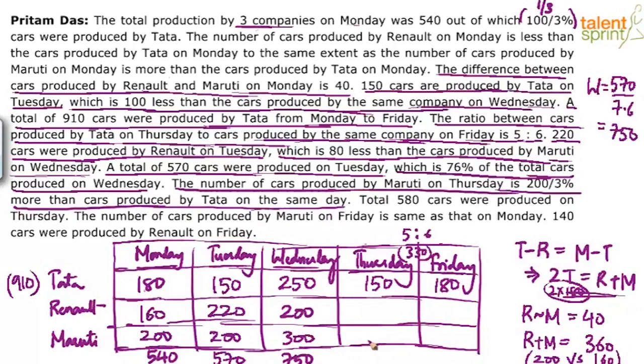So Maruti on Thursday, this is 66.66%. 200 by 3 is 2/3, right? 2/3 more. Remember, don't forget the word more. It is not 2/3 of, it is 2/3 more. 66.66% more than Tata on the same day. So Tata on the same day is 150.